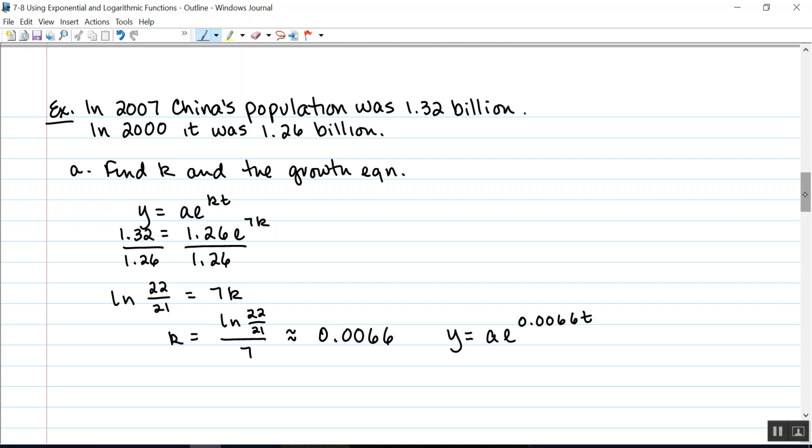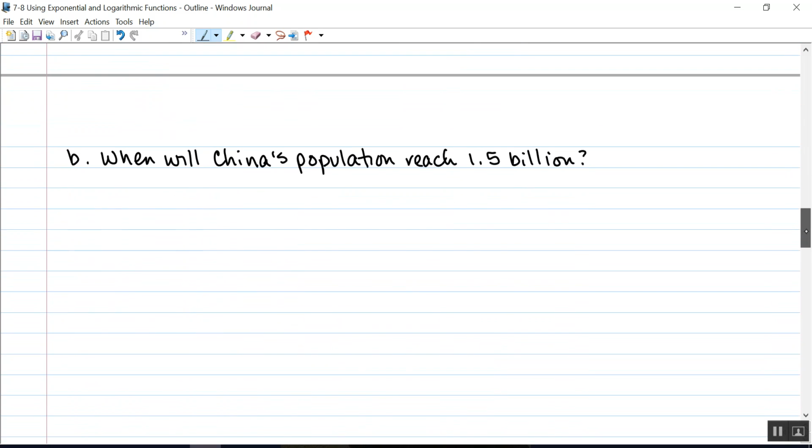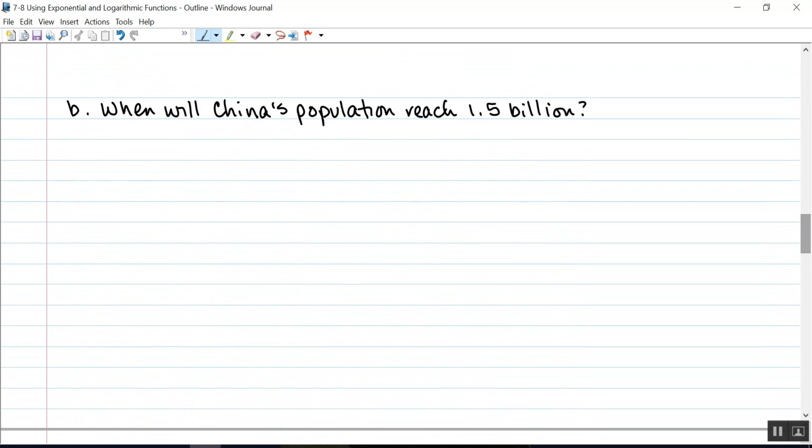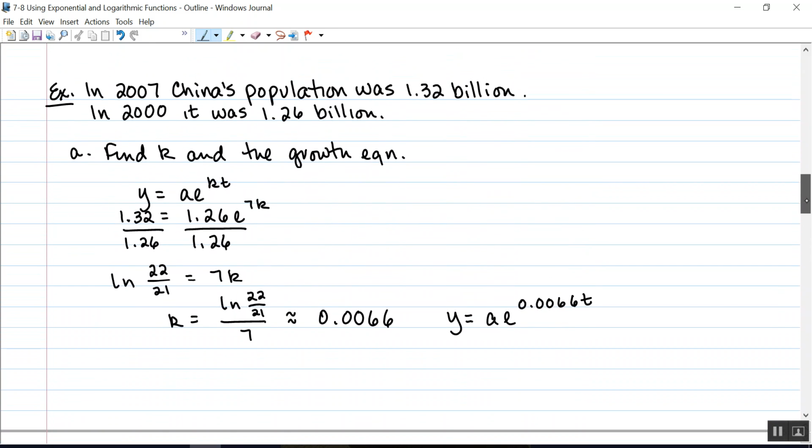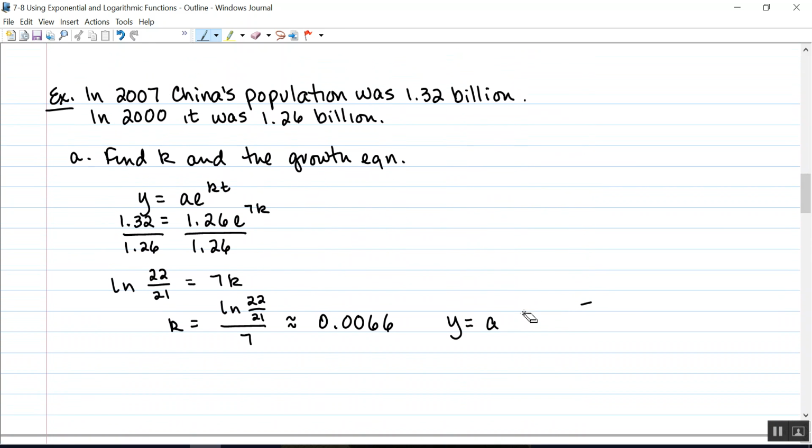Next part of my problem says, when will China's population reach 1.5 billion? So in other words, in how many years? So what I don't know in this case is my t. So the amount I want after my growth is 1.5 billion. And then I'll use my, oh, you know what? I think I did that equation wrong. Hold on, let me go back here. This is wrong. Sorry about that.